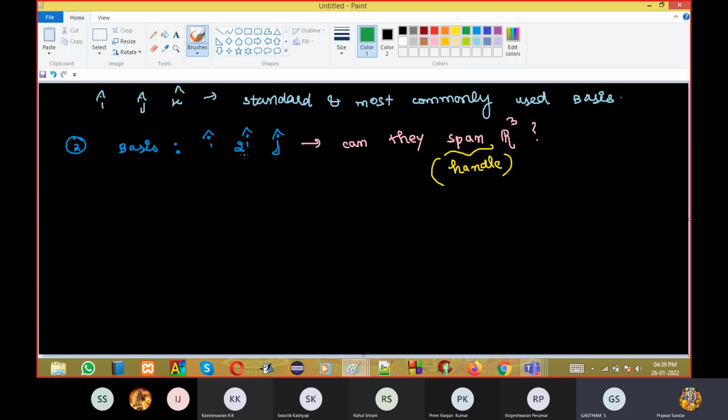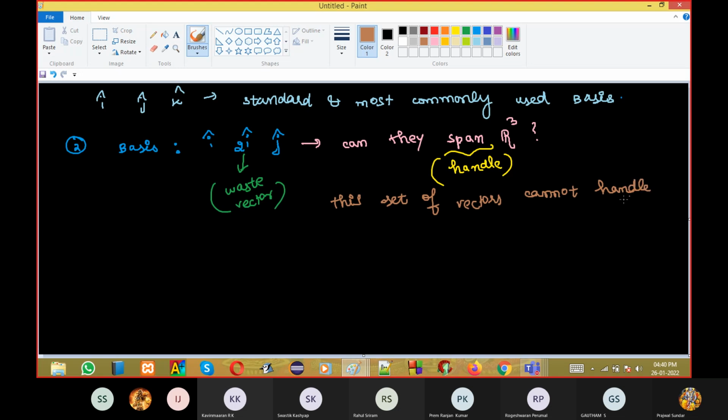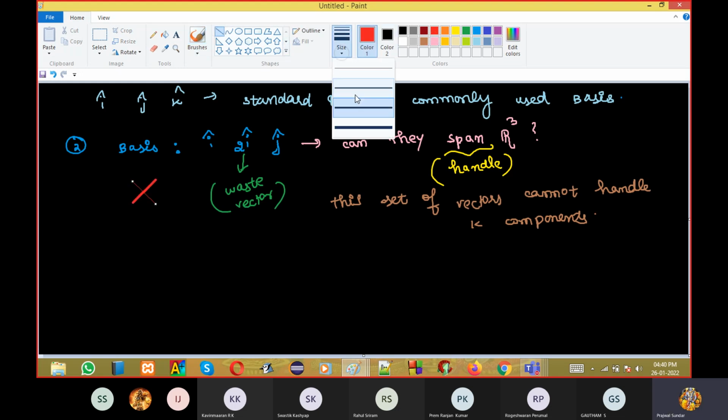So how do you tell? Listen carefully. Can I say this is a waste vector? Why am I saying this is a waste vector? Look at this carefully. See, what work this itself can do, why should we have this one then? It is waste, right? This basis, this set of vectors cannot handle k components, so they cannot span R cube. Clear? So they cannot span R cube.